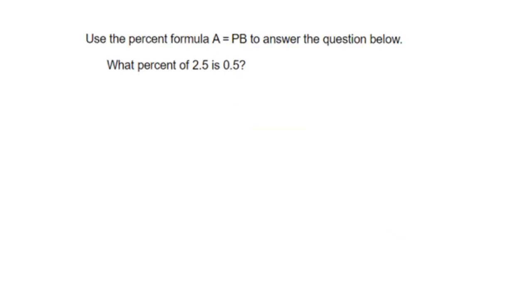Use the percent formula A is equal to PB to answer the question below. What percent of 2.5 is 0.5? We're actually going to work this one two ways. We know that the percent formula is going to be A is equal to P times B. The percent proportion is A divided by B is equal to P divided by 100. So percent equation versus the percent proportion.